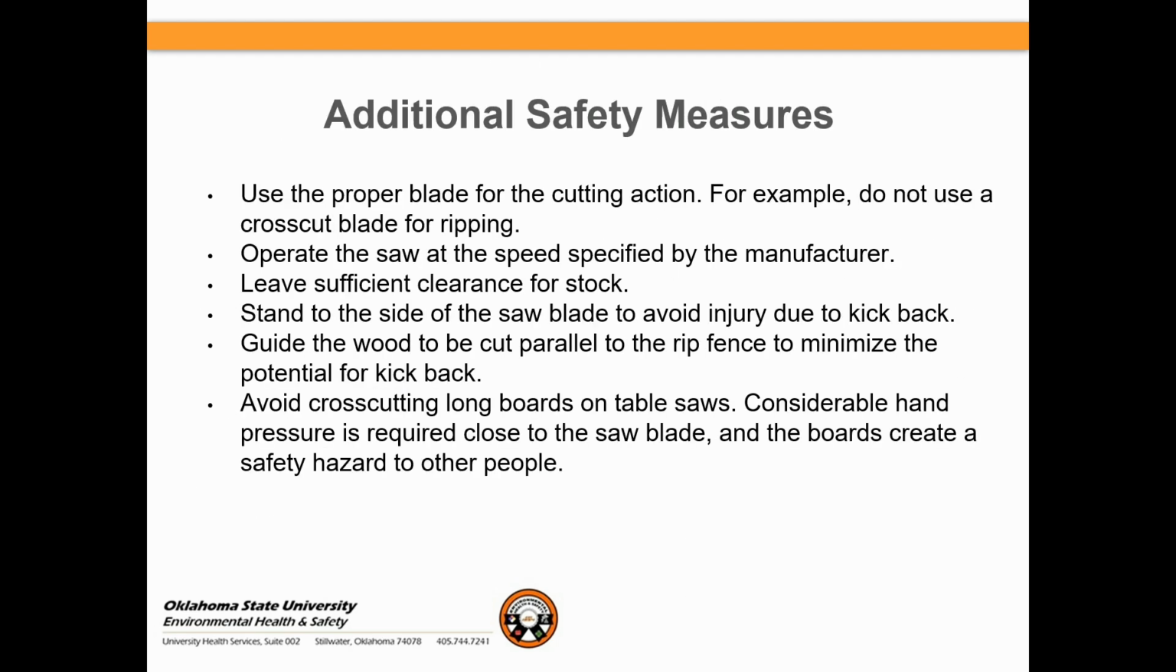Here's some other additional basic safety information. Use the proper blade for the cutting. They do make different types of blades that cut different depths and different widths, things like that, that are going to be covered. Do not use a crosscut blade for ripping. Rotate the saw at the speed specified by the manufacturer. Leave sufficient clearance for stock. Stand to the side of the blade to avoid injury due to kickback. And the other thing too is guide the wood to be cut parallel to the rip fence to minimize the potential for kickback and avoid cross-cutting.